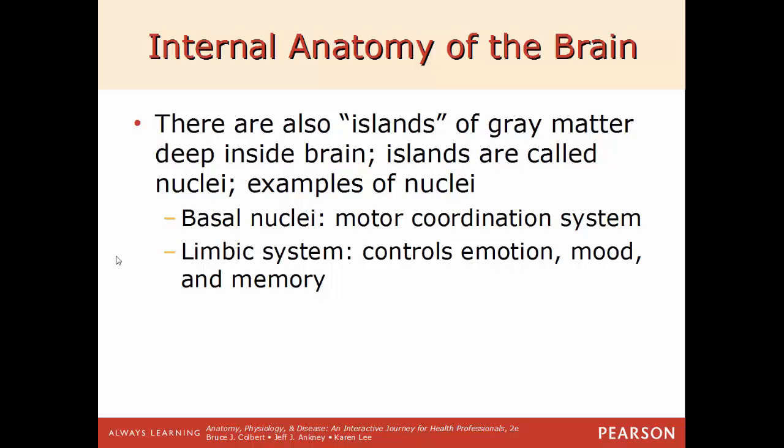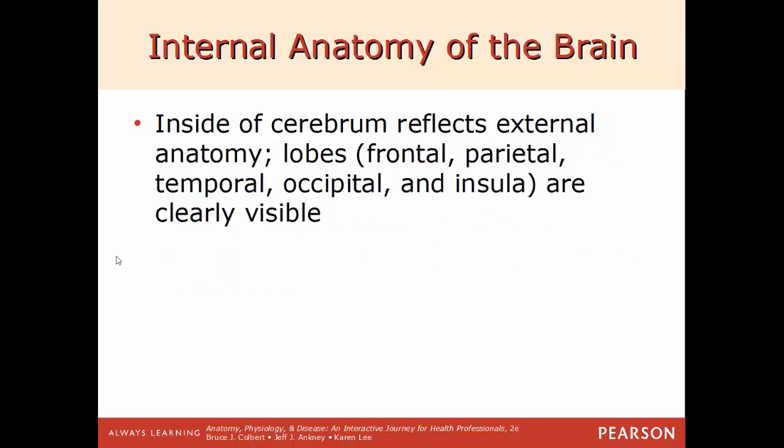Some examples of these would be the basal nuclei, which have a major role with motor coordination, and also the limbic system. This will help control emotions, mood, and memory. The inside of the cerebrum reflects external anatomy. The lobes are very clearly visible. The frontal, parietal, temporal, and occipital lobes, and the insula, further internal, are clearly visible.